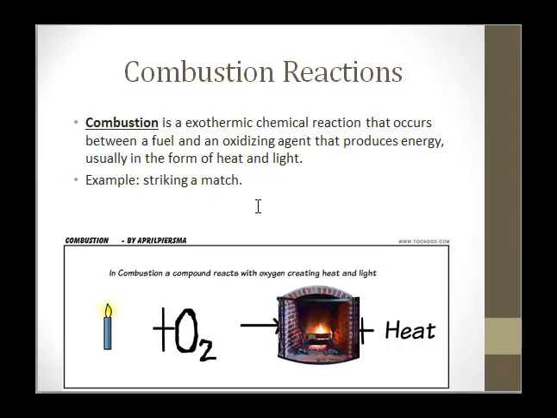All right, let's take, for example, striking a match. When you strike a match, we know it's a chemical reaction, but is it exothermic or endothermic? When you strike the match, energy is given off, energy in the form of heat and light. All right, so then we know it is an exothermic reaction. What makes it a combustion reaction is that we are using a fuel and an oxidizing agent to produce that energy. In combustion, a compound reacts with oxygen, creating heat and light.